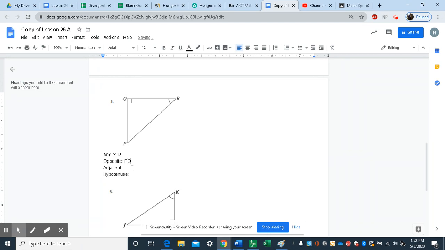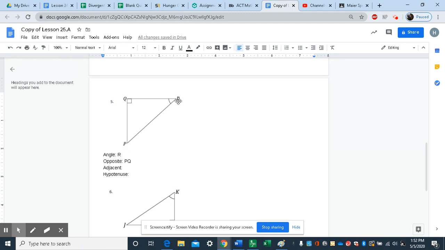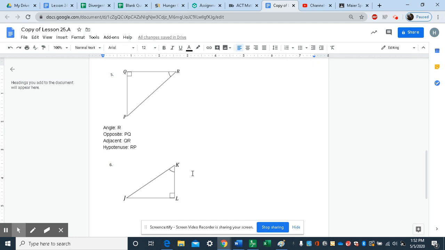Reminder that when you're naming the sides, you're using the endpoints of the side. That's why it's PQ, because those are the two letters that mark our side. Now we go to adjacent. My apologies. It's the side that's attached, so the side that's attached to angle R would be QR. And then our hypotenuse is the diagonal, which would be RP. If you want to do the hypotenuse before you do the adjacent, that's fine, as long as you have all three.